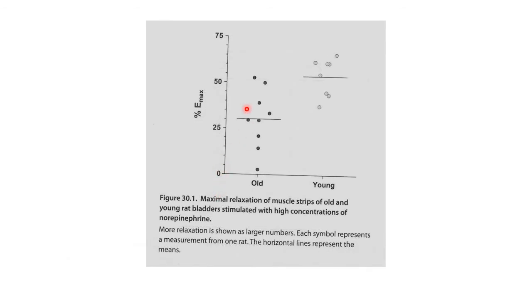Here you can see it graphed out. You can see the percentage of Emax. You can see here that the young rats tend to have higher amounts of relaxation, higher percentages of Emax versus the older rats. So we want to find, is this difference here, these means, a statistically significant difference between the two, or is this difference just due to random chance alone?